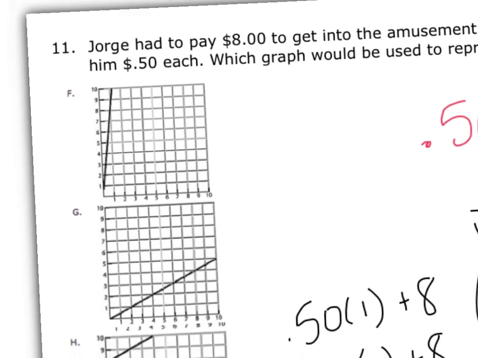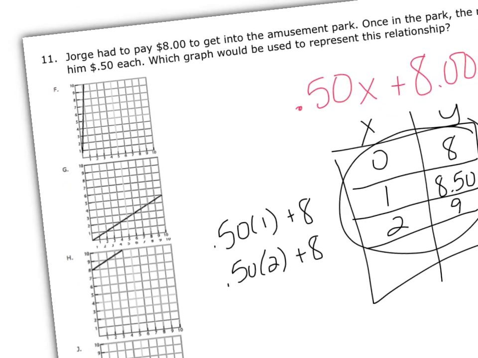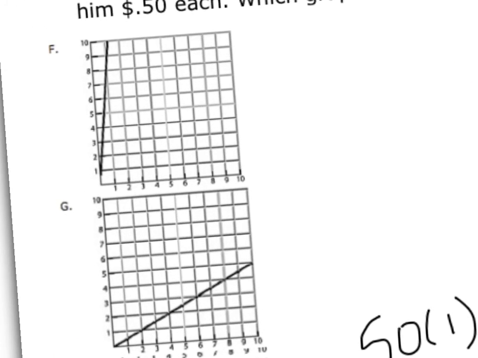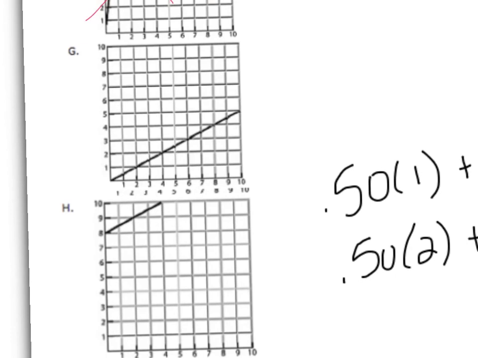So looking at F, basically I need (0, 8), (1, 8.50), and (2, 9). So 0 would need to go with 8. So here's 0, 8. Is that point there? No. So we know this one's not going to work. So then the next one. 0 rides, it still cost him $8. So right here, 0 should be up at $8. Because our X was how many rides? So we know that this one isn't going to work either.